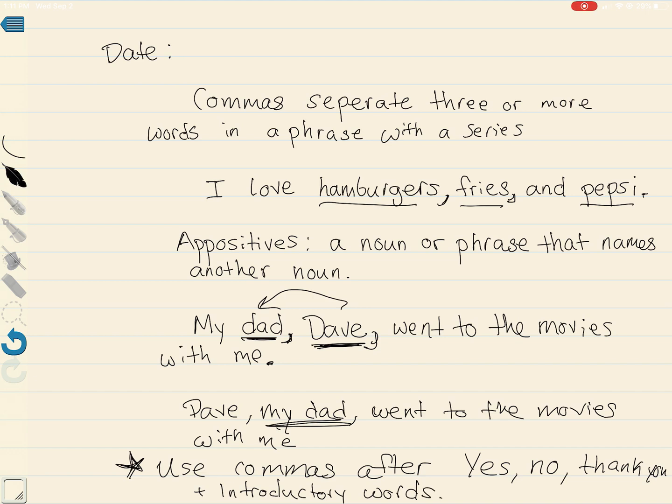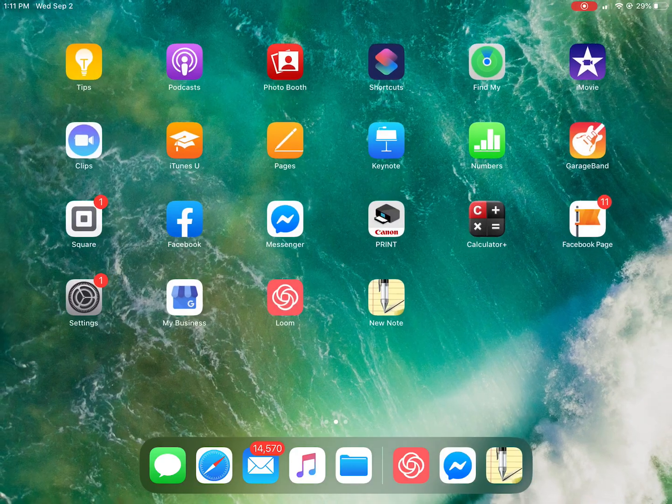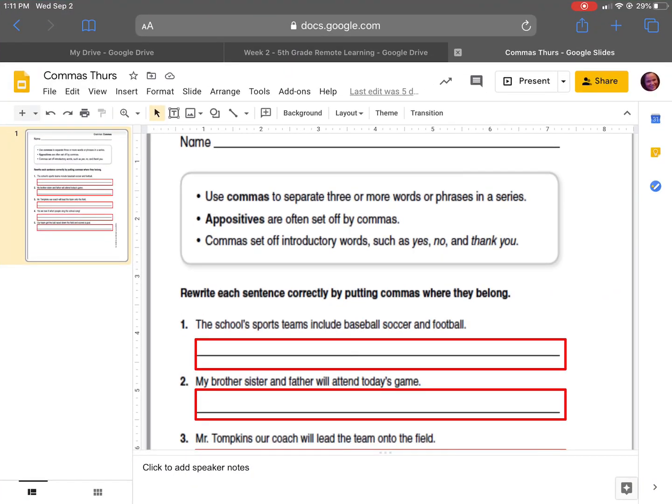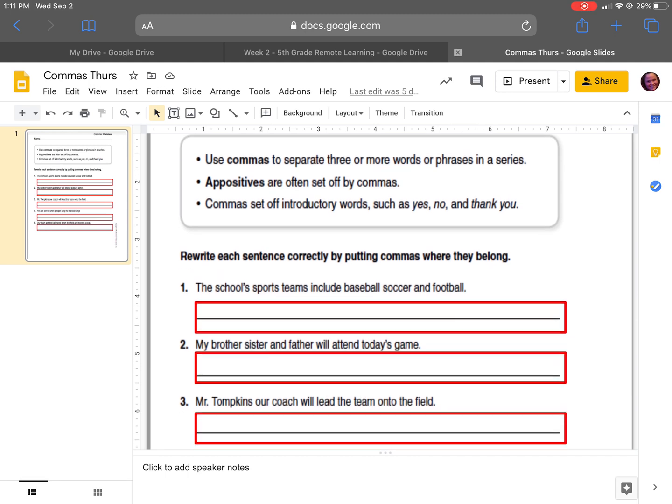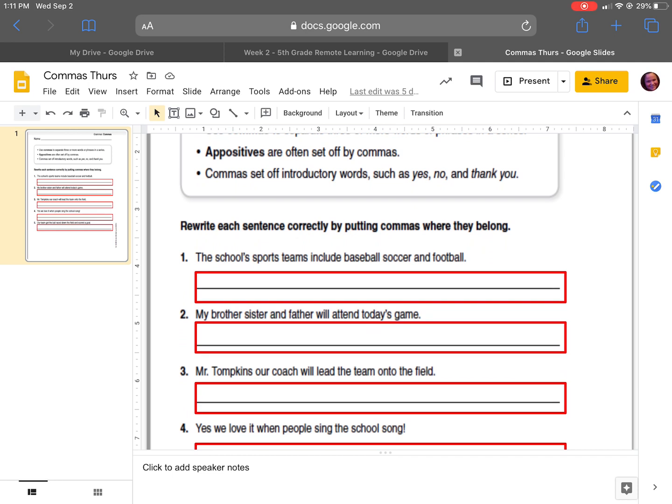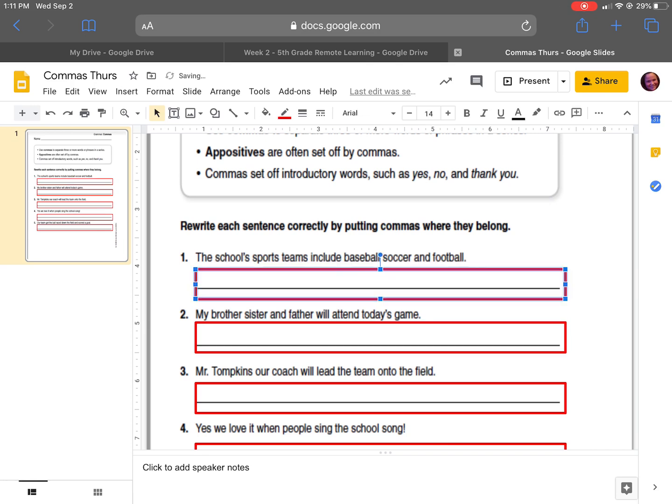All right, so this comma situation is what you're going to be practicing today in your Google Slide document. It does give you at the top, we've got commas, what they are, what appositives do, and that we need to make sure that we use commas when we use yes, no, and thank you. So what's interesting about this one is there's no dragging this time. We have to rewrite the sentence. So you're going to click on it and you're going to type in there.